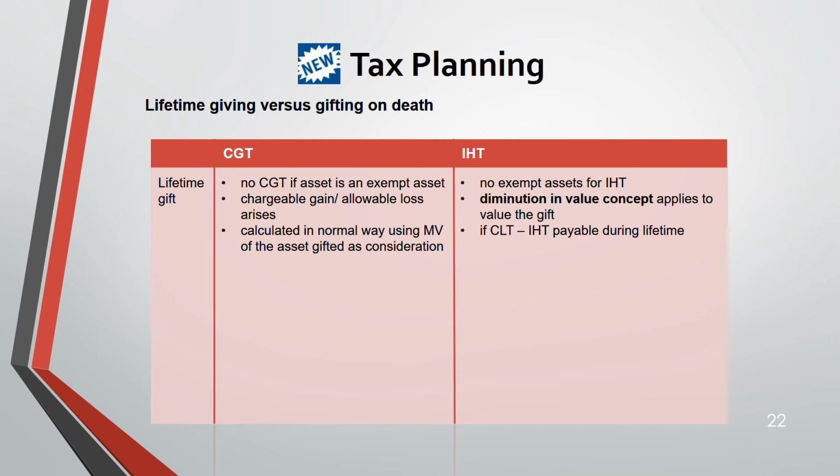IHT: if it is a CLT, that is, a chargeable lifetime transfer, IHT is payable during lifetime. If it's a PET, that means you're giving to a son or a daughter or a nephew, no tax is payable during lifetime, but IHT might be payable if death is within 7 years. If death is after 7 years, it is totally exempt. And it is valued at the time of the gift.